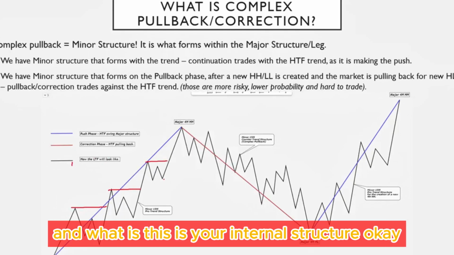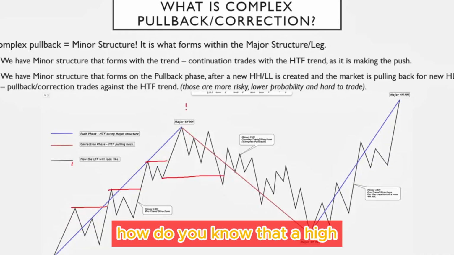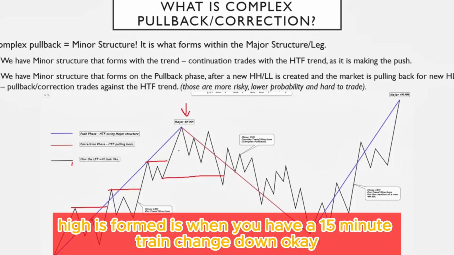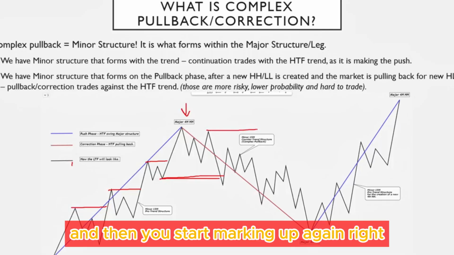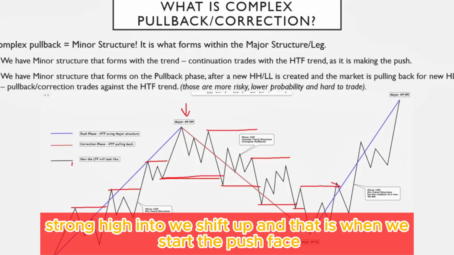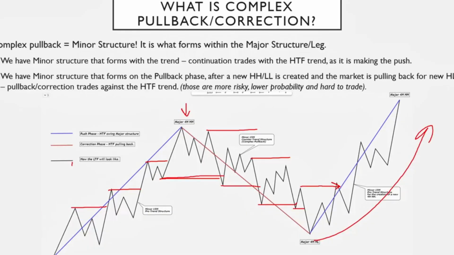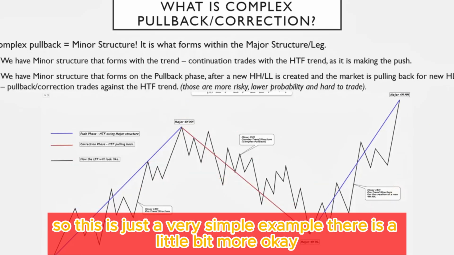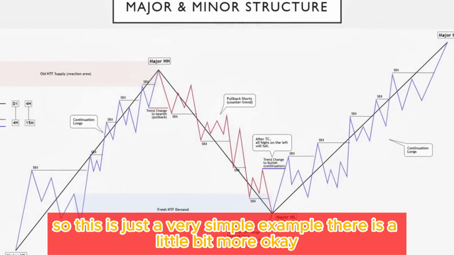And what is this? This is your internal structure. How do you know that a hard high is formed? It's when you have a 50-minute trend change down, and then you start marking up again. So strong high, break, strong high, break, break again, strong high, until we shift up, and that is when we start the push phase. So this is just a very simple example. There is a little bit more.